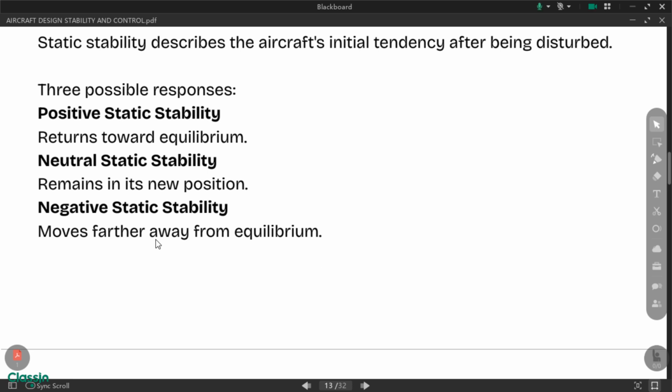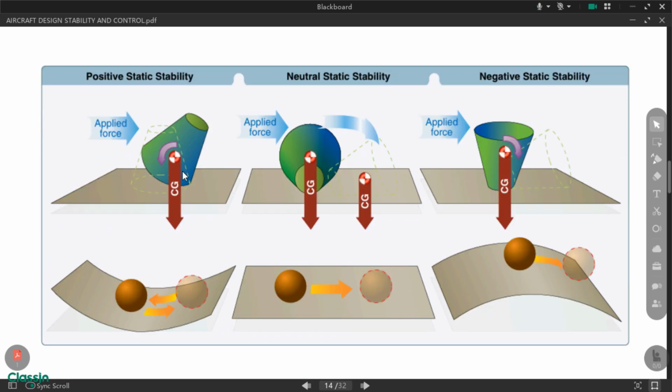Okay? And then finally, you have yung negative static stability. Meaning, yung disturbance natin, it continuously grows. Okay? So let's say if the nose rises slightly, it would continue rising even further. Okay? The aircraft moves away from the equilibrium. Okay? That's negative static stability. It's evident on this figure right here. Okay?